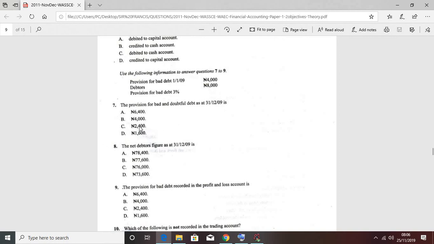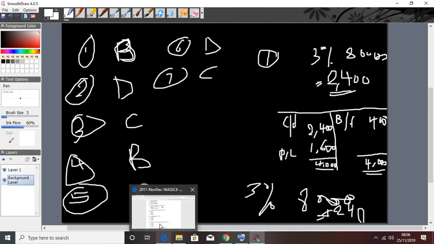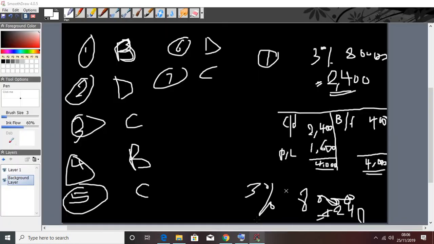Okay, so the answer for question number 7 is C. So let's see if you have it. It's C. Yes, we have it there. Okay, let's go to question number 8. The net debtors figure as at 31st December 2009 is what? So as I said, this has become the new provision. So this one, the 2,400, will be deducted from the debtors figure.